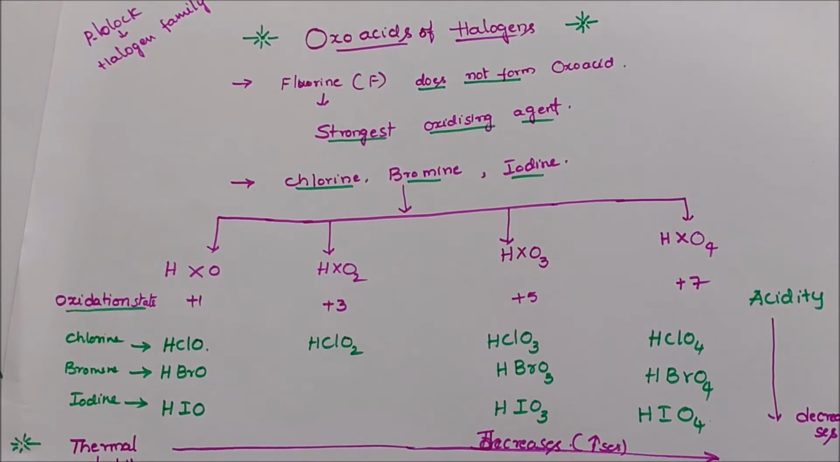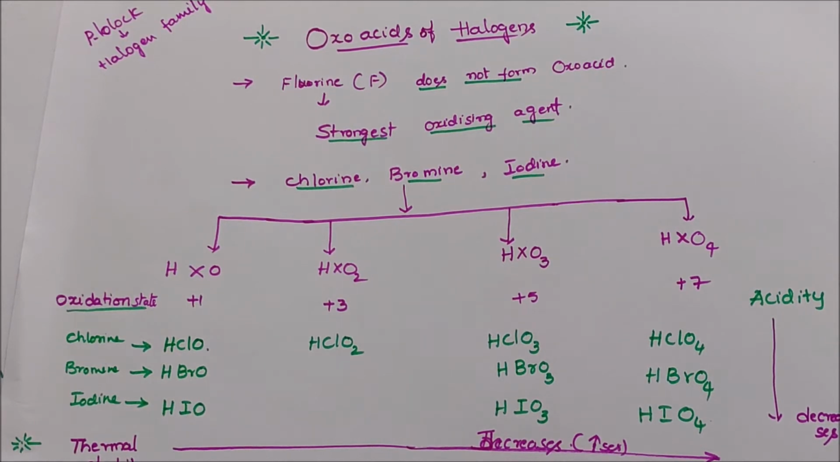In oxoacids of halogens, fluorine does not form any oxoacid. That means in the halogen family containing fluorine, chlorine, bromine and iodine, these 4 are present. In these 4, fluorine does not form any oxoacid because fluorine is the strongest oxidizing agent.